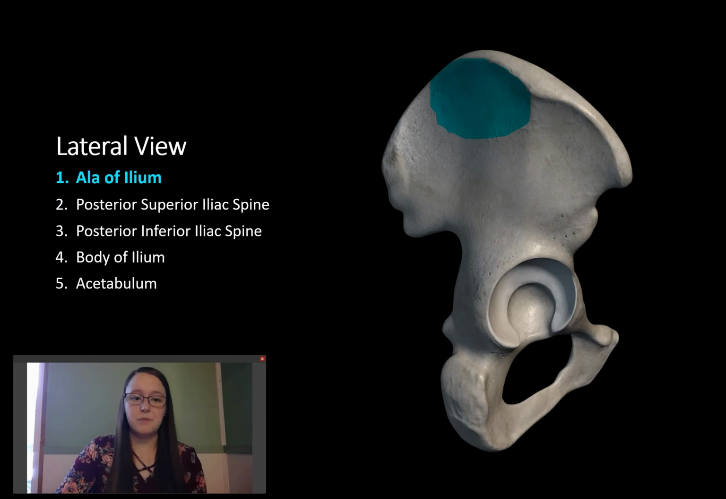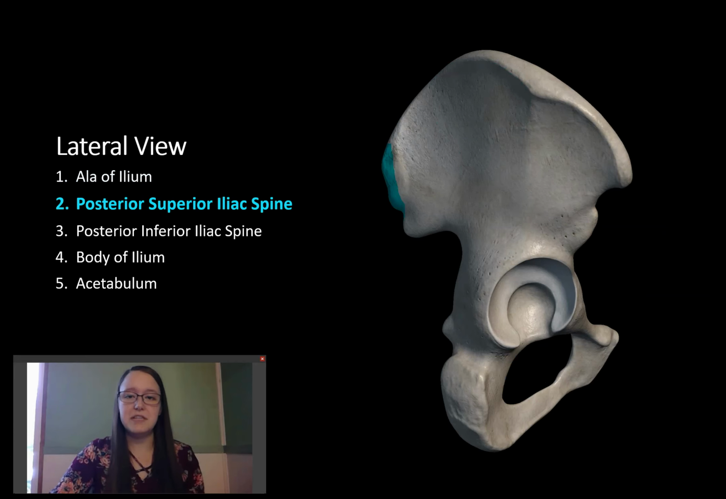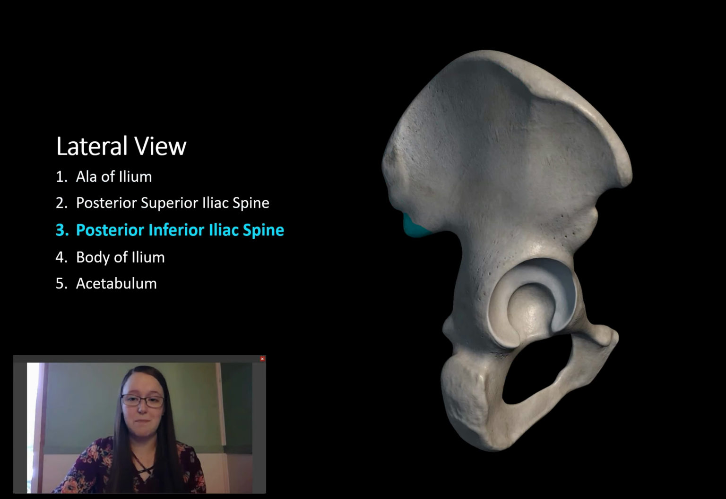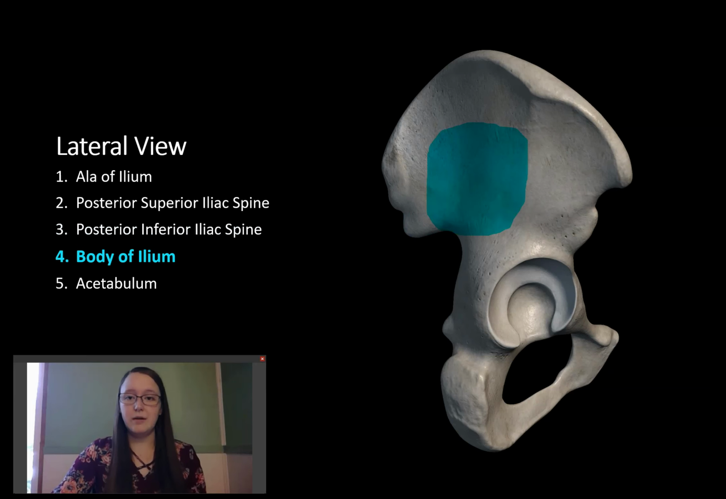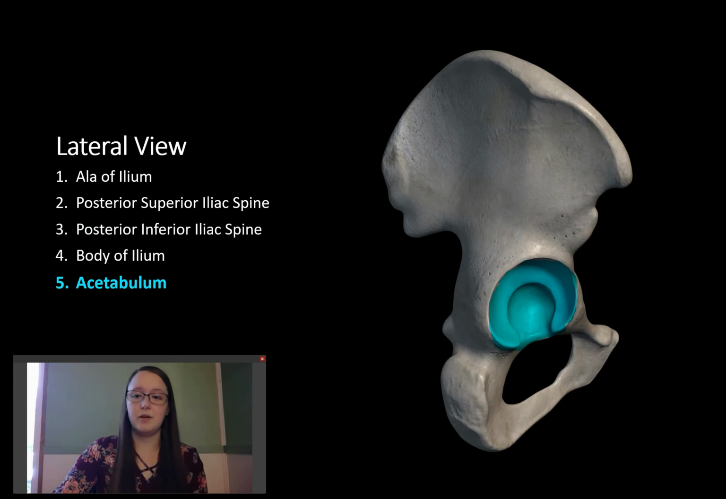Now we're looking at the lateral view of the right coxal bone. This top surface has a small portion known as the ala of ilium. And then to the posterior side, which is this side of the coxal bone, there are two protrusions, known as the posterior superior iliac spine and the posterior inferior iliac spine. Now below the ala of ilium on that surface, there is the body of the ilium. And below all of that, there is the acetabulum, the space that looks like somebody took an ice cream scoop and scooped out a part of the bone. That's actually going to be the socket portion of the ball and socket hip joint.